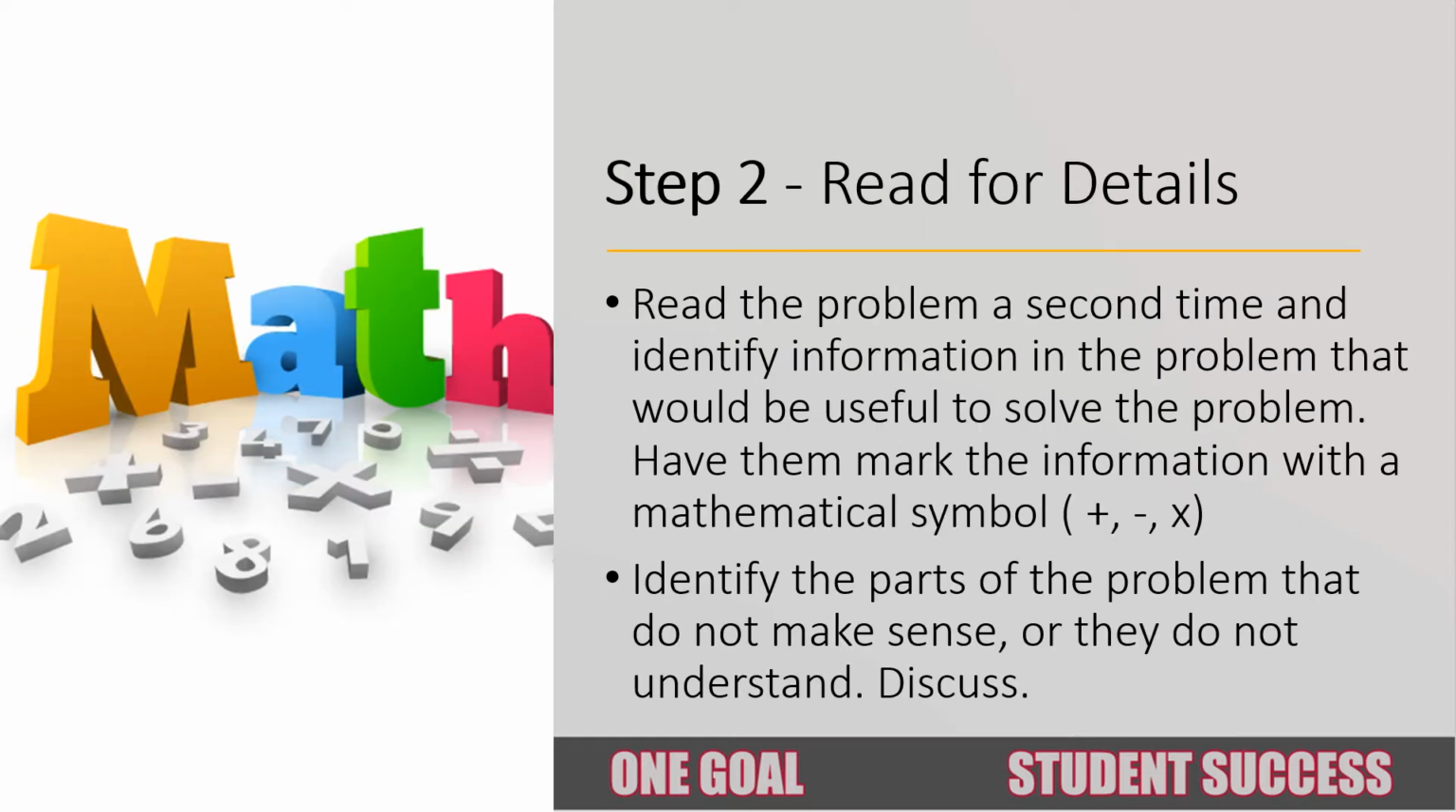Step 2 in the close reading strategy is to read for details. In this step, we are reading the problem a second time and identifying information in the problem that would be useful to solving the problem. Here you will want your child to mark the information with a mathematical symbol. So they may be marking the information with addition symbols, subtraction symbols, multiplication symbols. And then identify the parts of the problem that do not make sense or that they don't understand. If there is anything within the reading for details portion that the student does not understand, discuss it.